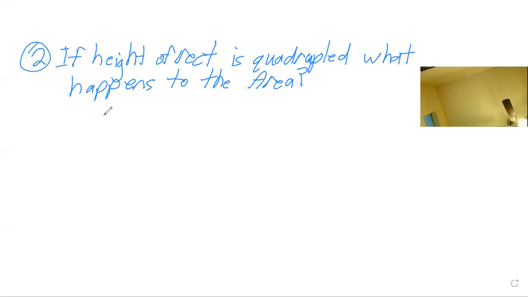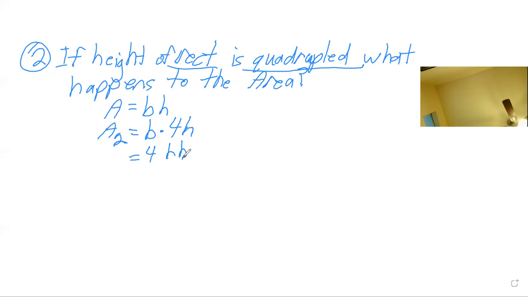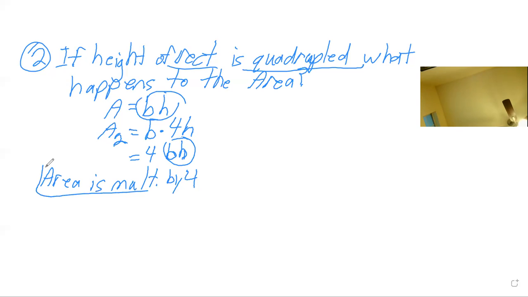So what you have to realize is the area of a rectangle is just base times the height. And if we quadruple the height, then now we have a new area of base times 4h. And so the 4 comes out, and it's just 4 times the base times the height. So there's the original, there's the original. So area is multiplied by 4. That would be the answer.